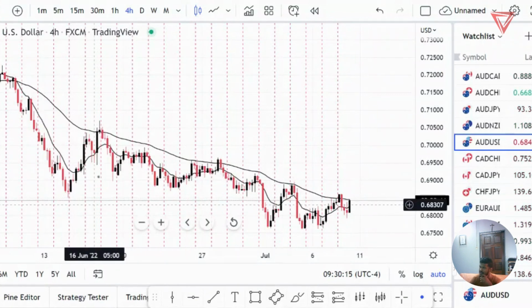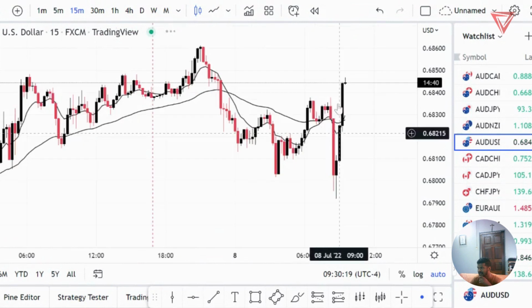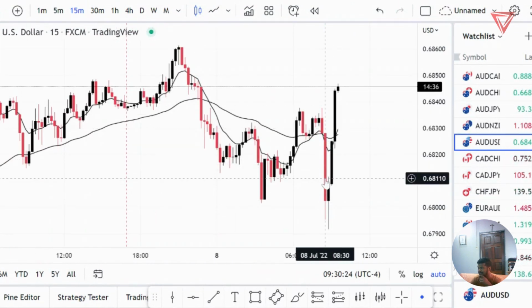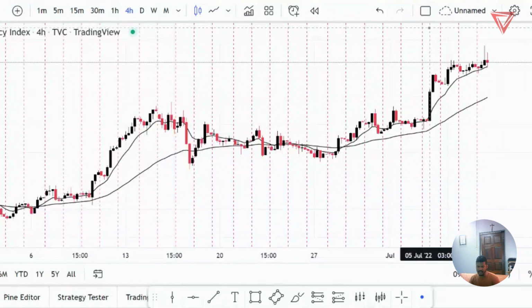But it went in our direction for NFP, and you'll see that here. All right, this was the NFP candle. This 8:30 candle, this is the NFP candle, right? Trading NFP is a piece of cake.